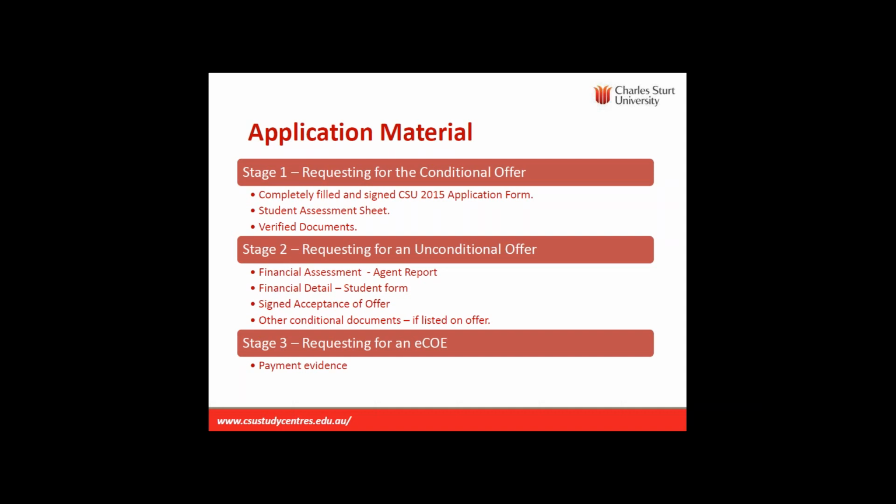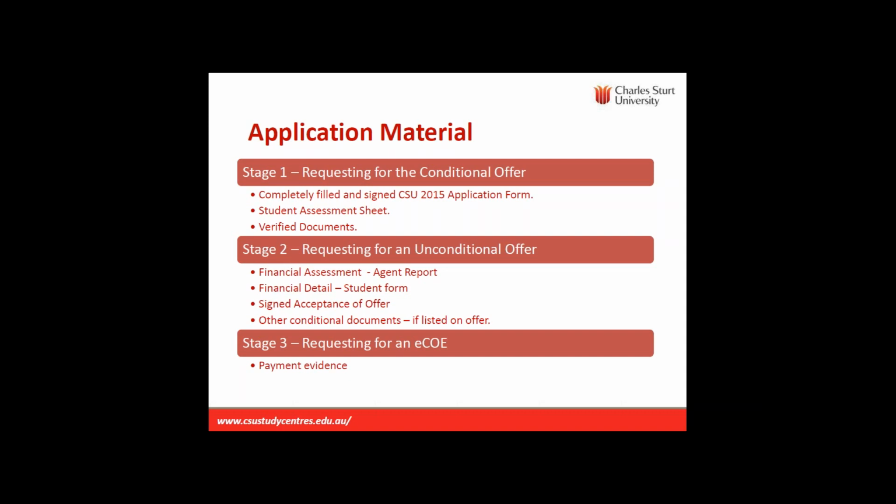And then there is also the financial details form from the student side. The student needs to fill this form and also confirm the amount of money the sponsors will provide for his or her studies in Australia. Then the next one, we would need to sign the acceptance of the offer. The student would need to sign the conditional offer to make sure he or she accepts it, and we need to submit this document to the university so they can process the documents further on.